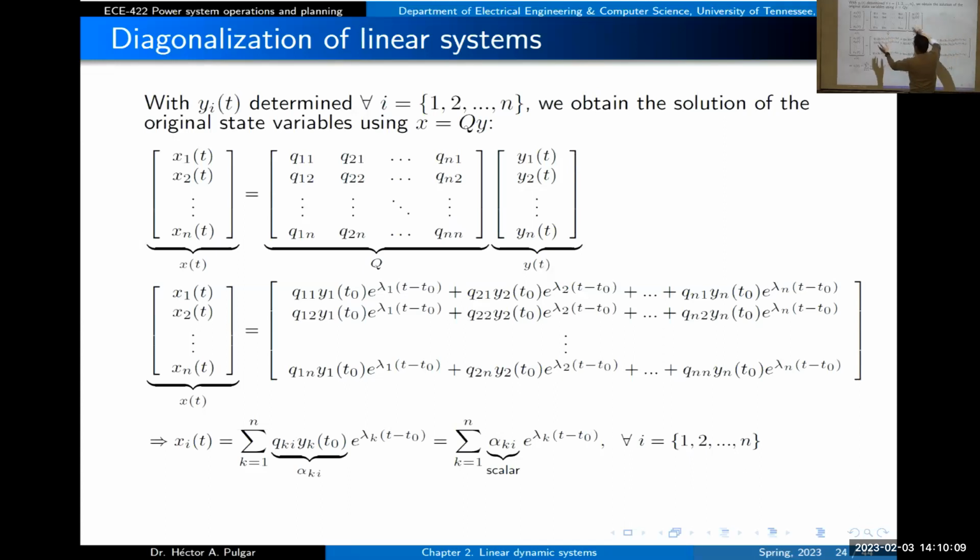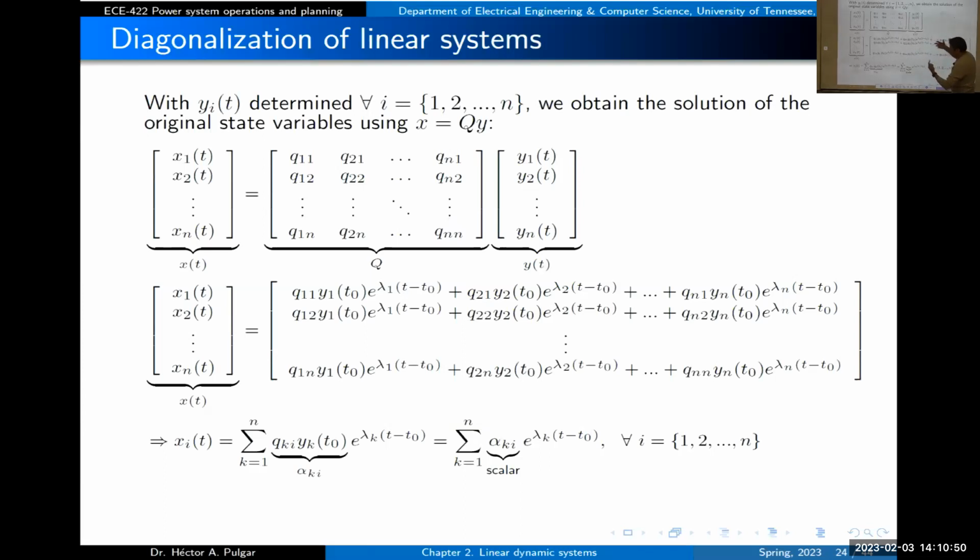And then if we do the multiplication, to get this result, we multiply q11 by y1 plus q21 multiplied by y2 plus all the way to qm1 multiplied by yn. And that's how we get the first row. That first row will correspond to the solution for the state variable x1. We continue with the second row. We multiply these terms by each one of these, and we get the solution for x2, and so on until the last equation for xn.